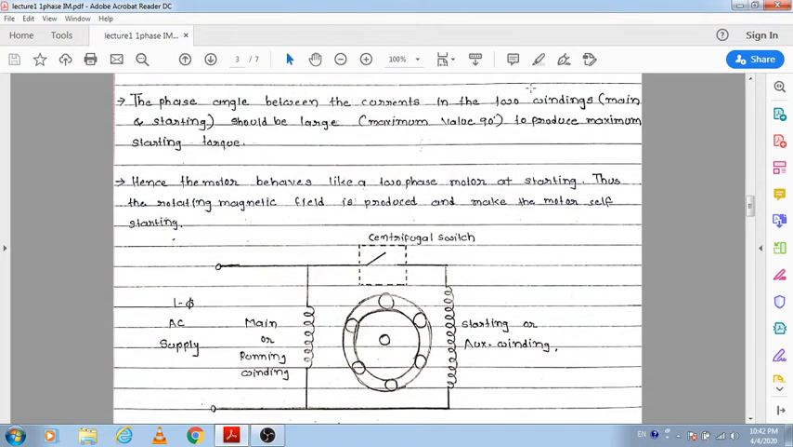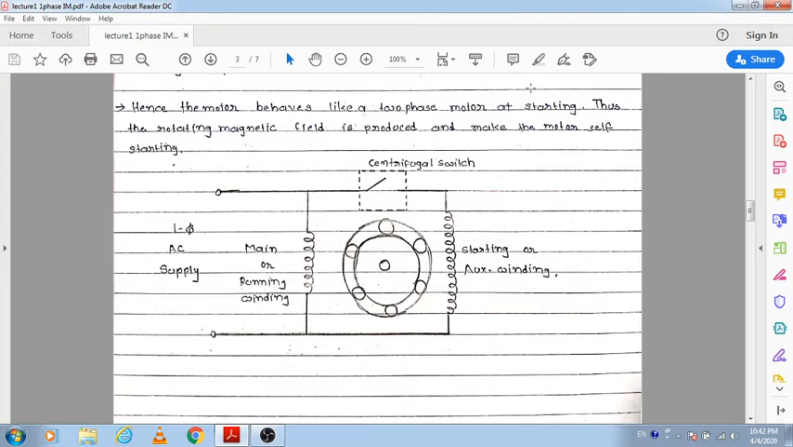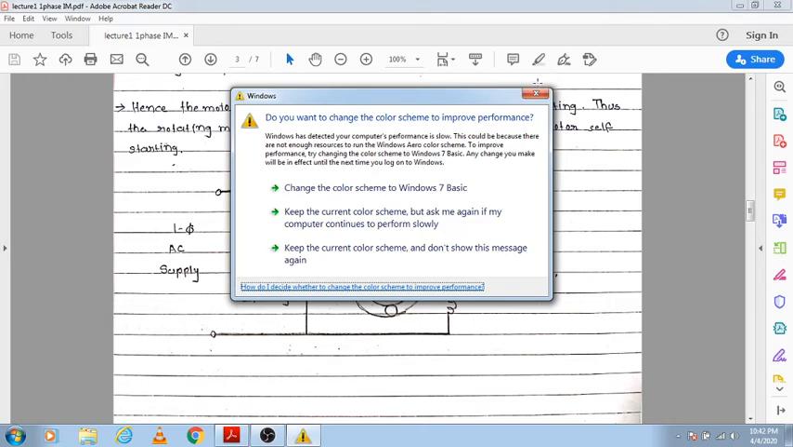So this is the circuit diagram of our machine. This is a centrifugal switch, the starting or auxiliary winding, and the main or running winding. A one phase AC supply is given to this. When you start the machine, the starting winding is used at that moment, and after you achieve 50 to 70% of the speed, it is removed from the system by the centrifugal switch.